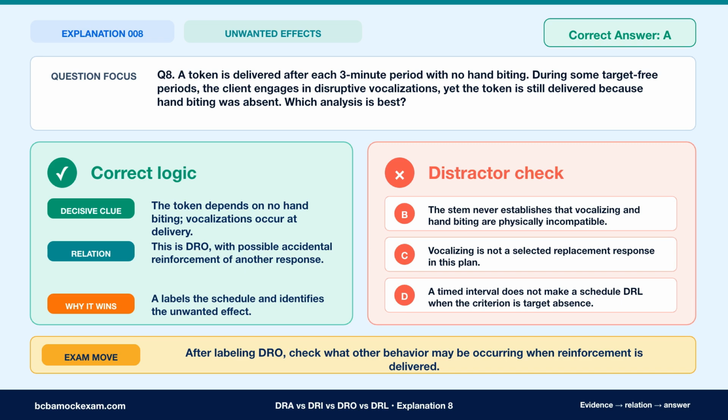Pause and choose. The most defensible answer is A. It is DRO for hand-biting, but the arrangement may accidentally reinforce another undesirable response. This is DRO, with possible accidental reinforcement of another response. The distractors describe neighboring relations. B. The stem never establishes that vocalizing and hand-biting are physically incompatible. C. Vocalizing is not a selected replacement response in this plan. D. A timed interval does not make a scheduled DRL when the criterion is target absence. After labeling DRO, check what other behavior may be occurring when reinforcement is delivered.